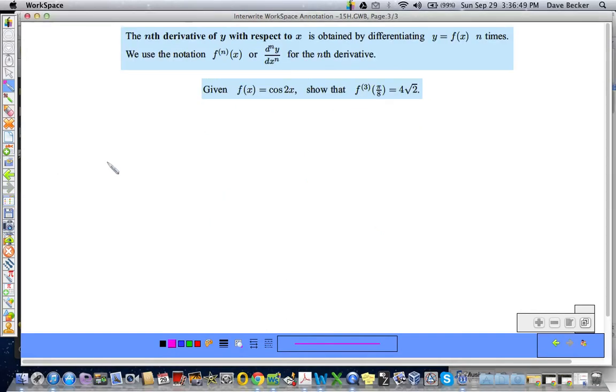And if we have to take a higher order derivative, it just depends on the number that is there or the number of dashes. So this could be 28 or 5 or 3, and that would stand for the 28th derivative or 5th derivative or 3rd derivative. Okay, so here we go with an example. Given f of x equals cosine of 2x, show that the third derivative at pi over 8 is equal to 4 root 2. Yippee-ki-yay, we get to do some substitution.